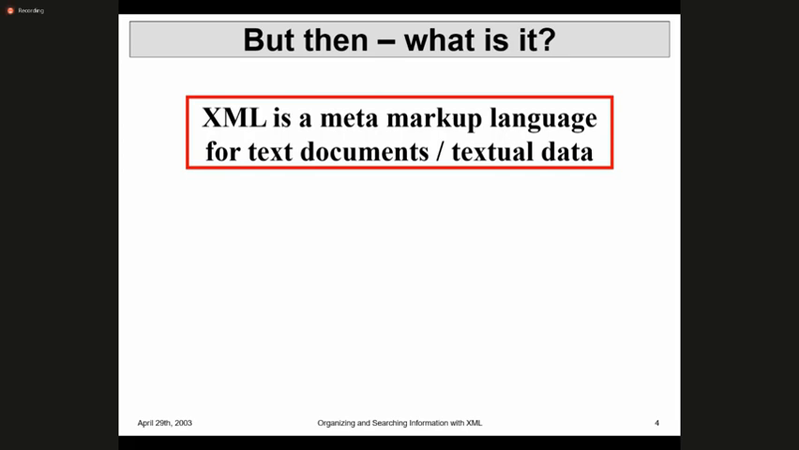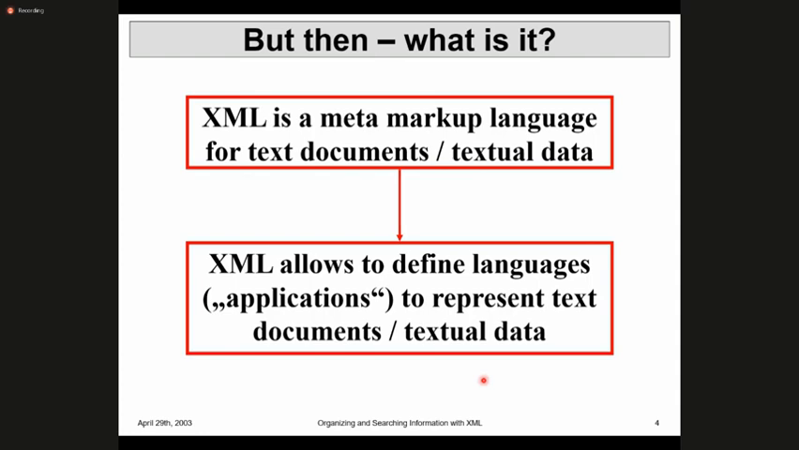right? But then what is it? XML is a meta markup language for text documents, textual data. XML allows you to define languages to represent text documents or textual data. So what it says is, XML is a meta markup language. It is not a programming language. It is a meta markup language, and this XML can be used to represent data.